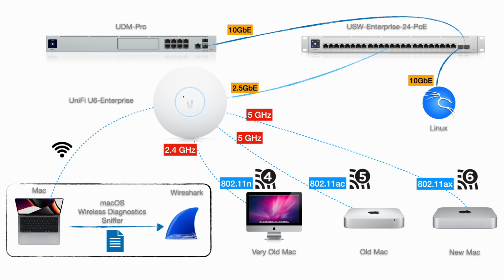I use a UniFi U6 Enterprise access point. It supports the Wi-Fi standard all the way to Wi-Fi 6E. I connect this AP to a UniFi switch and then to a UniFi router. I'm going to test 3 different Wi-Fi clients in order to show you the different Wi-Fi frames in different Wi-Fi standards. They will be connected to the access point using different frequency of signals.